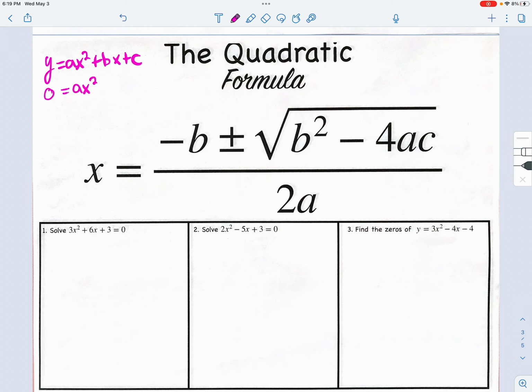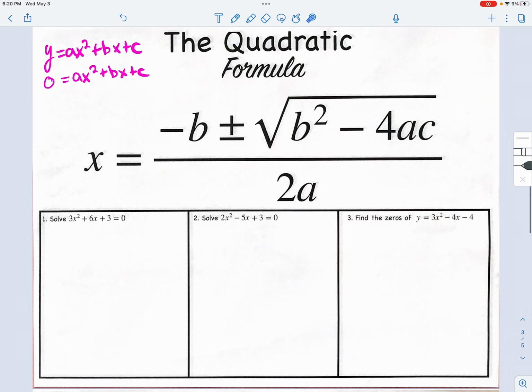And then we have our ax squared plus bx plus c. A, b, and c stand for numbers. And so those numbers we end up plugging into this quadratic formula where we see b, a, c. And then once we plug it in, we simplify it and we come up with our x-intercepts or our zeros. So let's get to it.